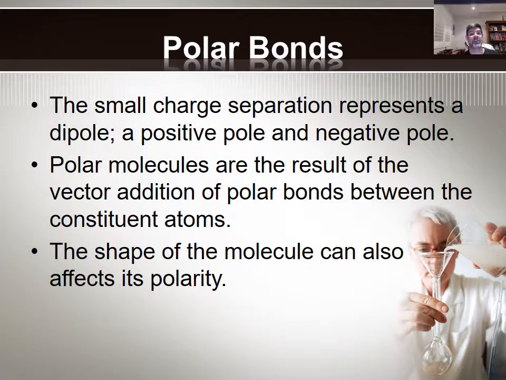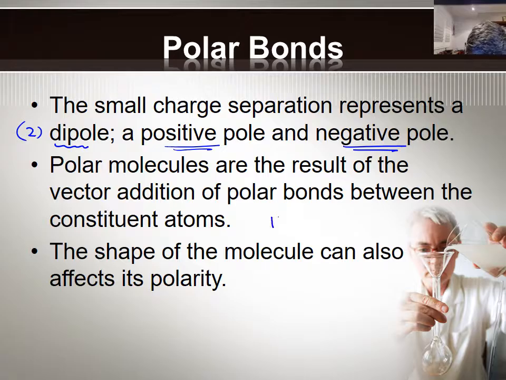This small charge separation results in what we call a dipole, two poles, and it's a positive pole and a negative pole, just as I drew on the last slide. Polar molecules are the result of vector additions of the polar bonds between the constituent atoms, and the shape of the molecule can also affect its polarity. In order for us to analyze whether polar bonds have led to a polar molecule, we need to be very clear about the kind of shapes that we're looking at.